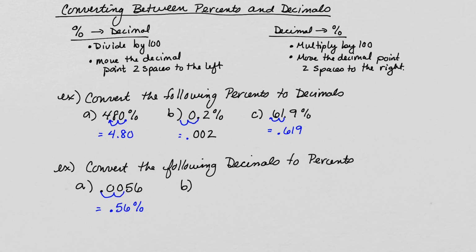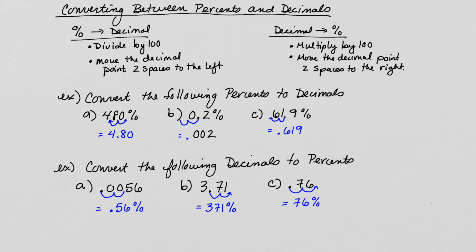Do another one here, about 3.71. So again, the decimal point is going to move 1, 2 spots to the right. So this is going to become 371%. We'll try one more. So part C, suppose I have 0.76. So again, it's going to go 1, 2 spots. So this is going to become 76%.